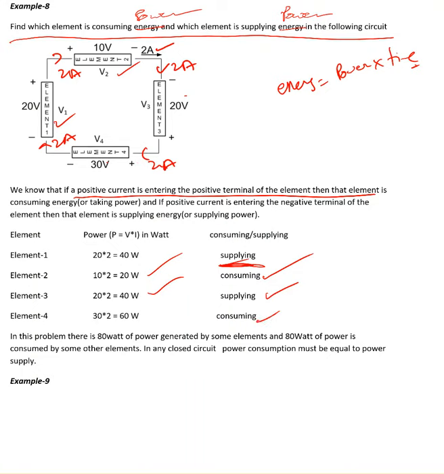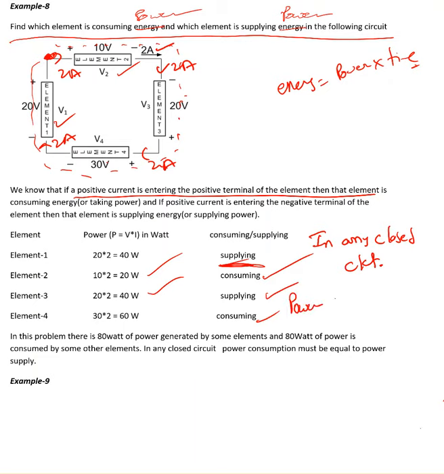Now the important thing is, in any closed circuit, a closed circuit is nothing but a circuit where, if you start walking from one point, you reach the same point without touching any element more than once. So I can come over here, go around and come back to the same point. It's called a closed circuit.